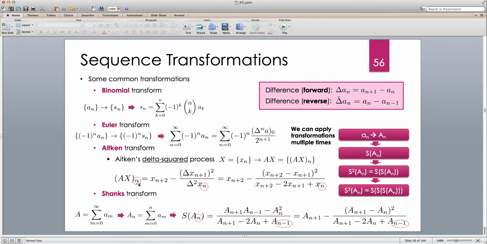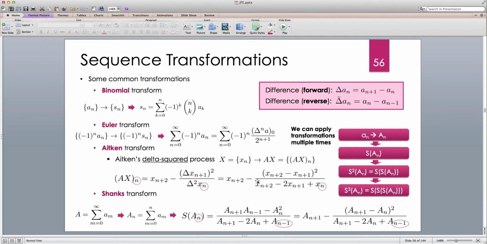So AX sub n is x_(n+2) minus the first difference of x_(n+1) squared divided by delta squared of x_n. Now what is the continuous version of this? For a continuous function, it's like f of x minus f prime squared over f double prime, something like that. All right, so the first difference squared divided by delta squared, and delta squared means, as I mentioned again, delta a_n is the first difference, which is another sequence, right? So you apply a delta over this new sequence, delta a_n.